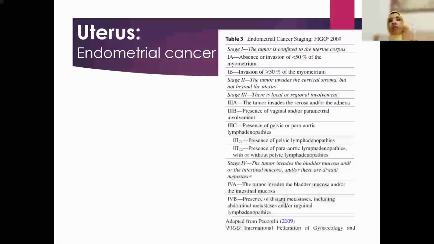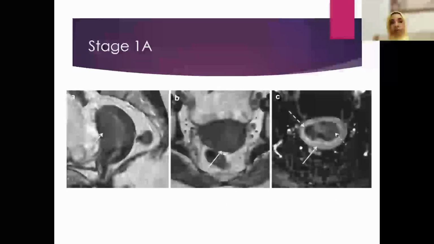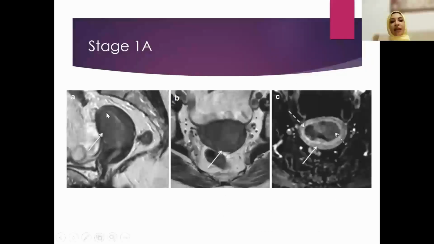Moving to endometrial cancer, and this is a staging of endometrial cancer. I better show you by pictures. This is a stage 1A in sagittal T2WI. It's difficult to delineate the outline or how invasive is a tumor towards the myometrium, and same in the axial. And it's better seen here when we give contrast. This is a tumor filling the endometrial cavity.